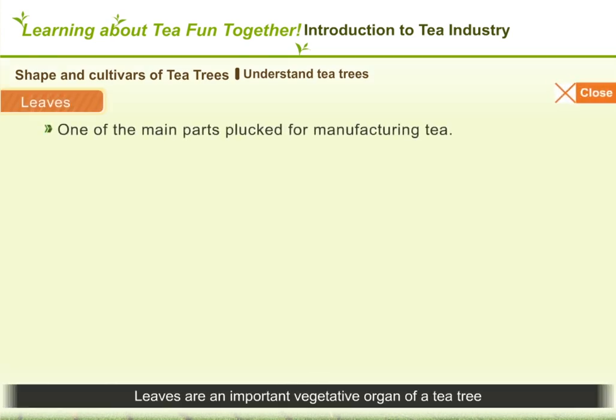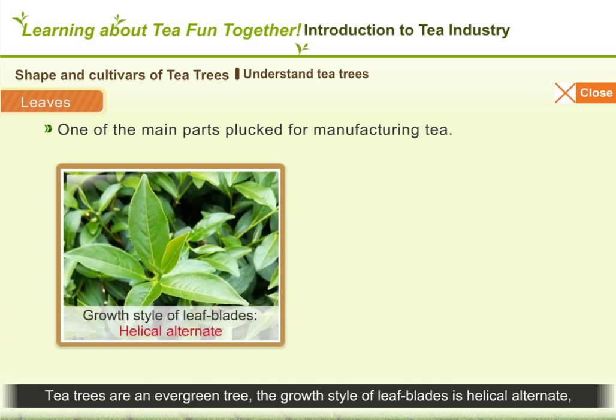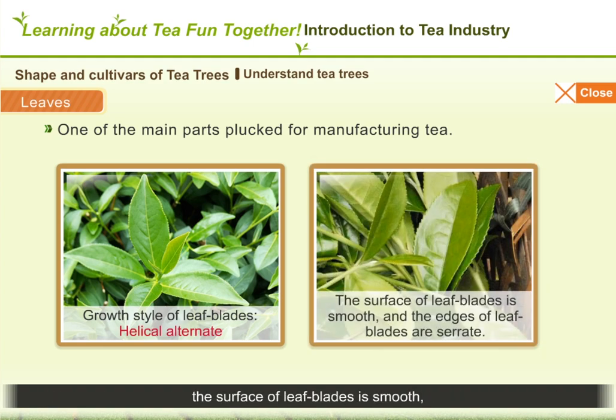Leaves. Leaves are an important vegetative organ of a tea tree and one of the main parts plucked for manufacturing tea. Tea trees are evergreen trees. The growth style of the leaf blade is helical alternate. The surface of the leaf blade is smooth and the edges of the leaf blade are serrated.